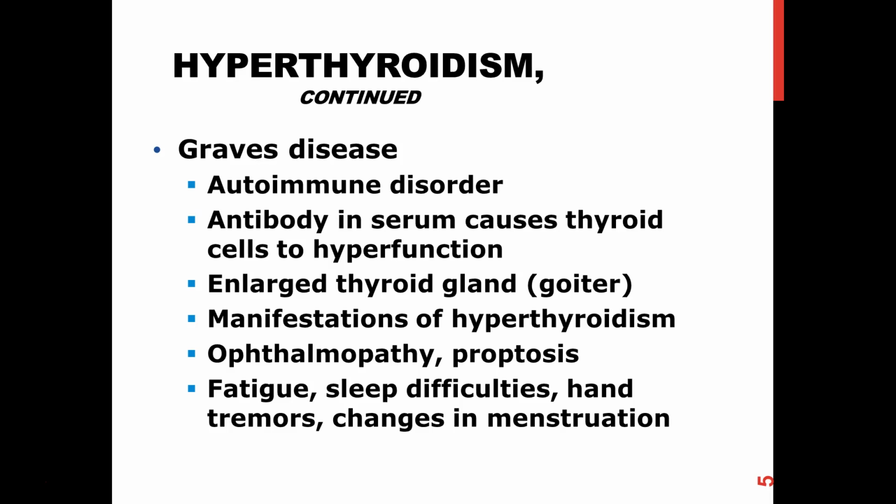This is a type of hyperthyroidism called Graves' disease. It's an autoimmune disease. Antibody in serum causes thyroid cells to hyperfunction. A person may have an enlarged thyroid gland, or what we call a goiter. And manifestations of this type of hyperthyroidism are ophthalmopathy or proptosis. And with Graves' disease, patients experience fatigue, sleep difficulties, hand tremors, and changes in menstruation.